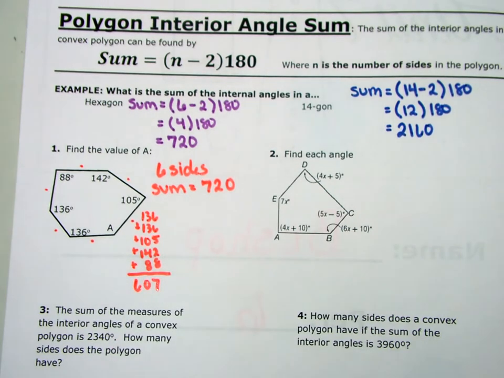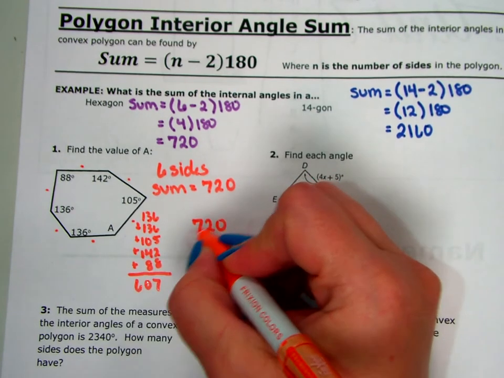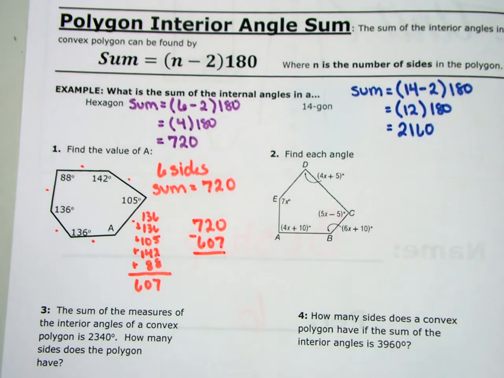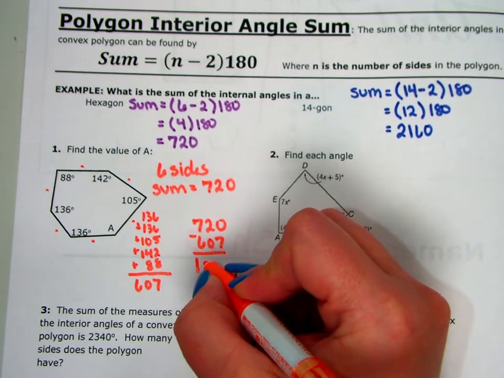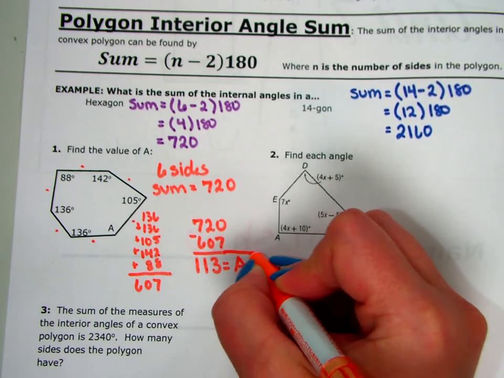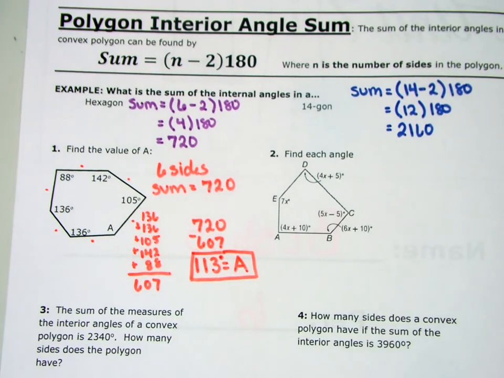And I know that all my angles together have to make 720, so I need to see what's left. What have I not used? So 720 minus that 607. What's left for angle A? 113 degrees. Alright.